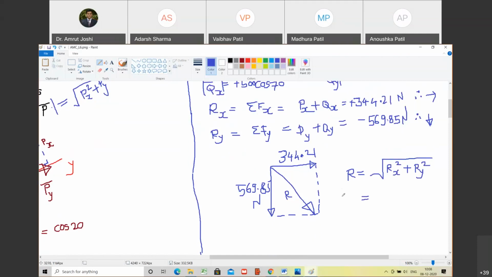So what is the magnitude of R bar? That is R. तो calculate करो. Square root of 569.85 square plus 344.21 square. Tell me how much it is. कितना है सर? One minute.